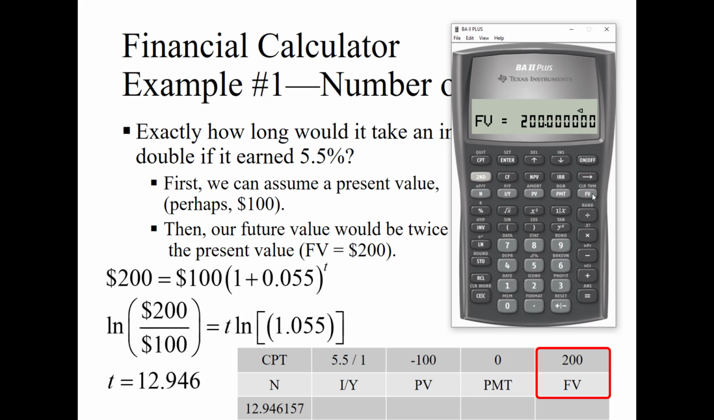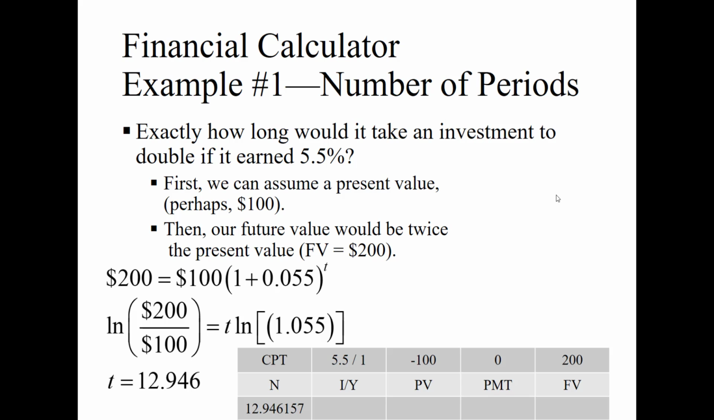And now we have all of our inputs, so I can simply solve for N. So I'm going to hit CPT and N. And here you'll notice that we get an N of 12.946157, the same amount of time we got with our formula. In this case, if we assume that it earned 5.5% per year, it would take 12.946 years to double.